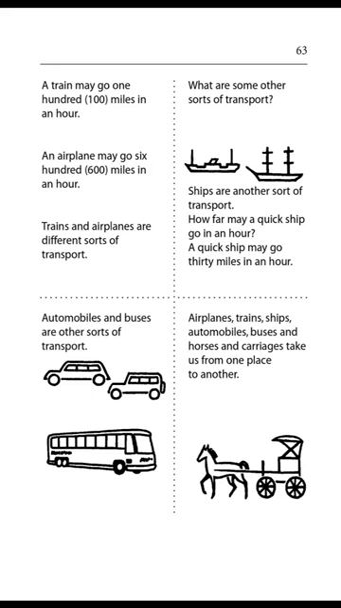Trains and airplanes are different sorts of transport. What are some other sorts of transport? Ships are another sort of transport. How far may a quick ship go in an hour? A quick ship may go 30 miles in an hour. Automobiles and buses are other sorts of transport. Airplanes, trains, ships, automobiles, buses, and horses and carriages take us from one place to another.